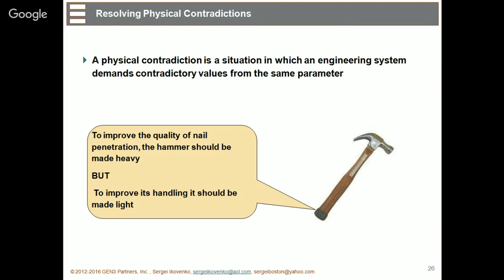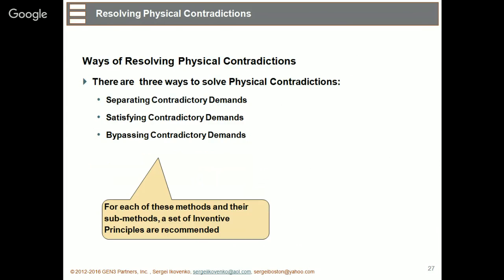It should be heavy to drive nails better, and it should be light, so I will not get tired. How to resolve that? That's impossible. But it is possible because TRIZ has these methods of handling physical contradictions. Three big groups: separating contradictory demands, satisfying contradictory demands, and bypassing contradictory demands. And there are more detailed sub-methods within each of these groups.